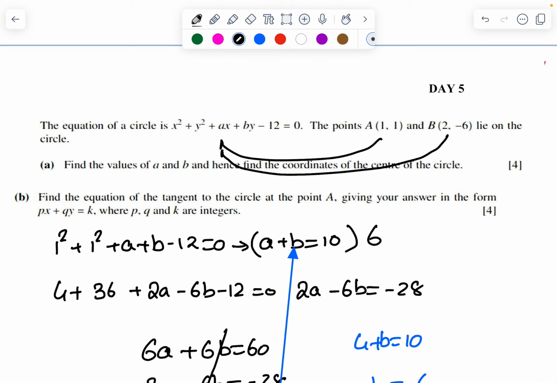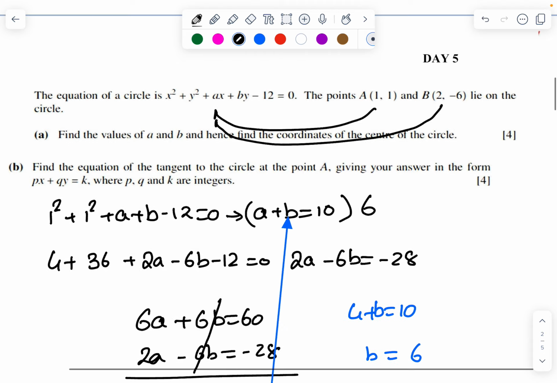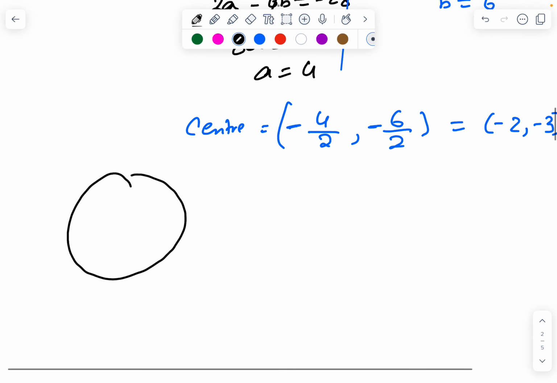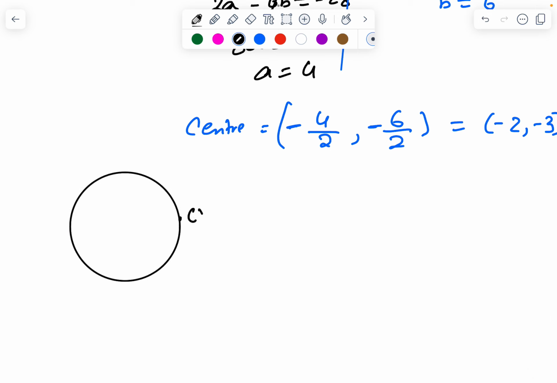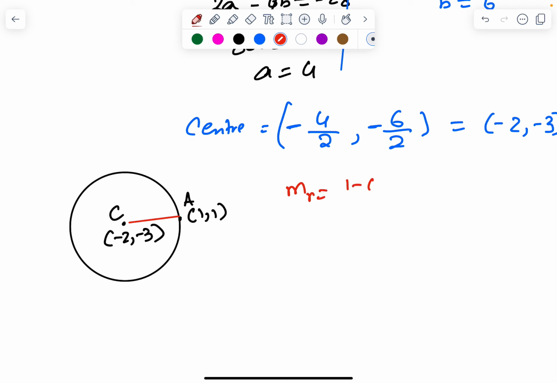Find the equation of the tangent to the circle at point A, giving your answer. So A was 1 comma 1 and the center is negative 2 comma negative 3. So I am going to find out the gradient of AC, gradient of the radius. M radius is y2 minus y1 by x2 minus x1, which is going to be 4 upon 3. So gradient of the tangent will be negative 3 upon 4.